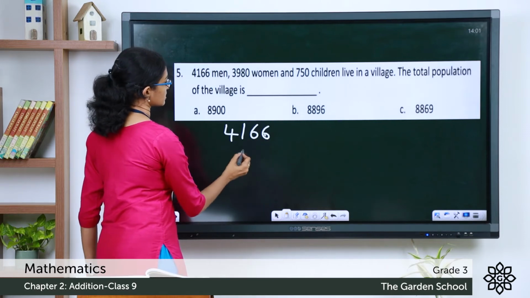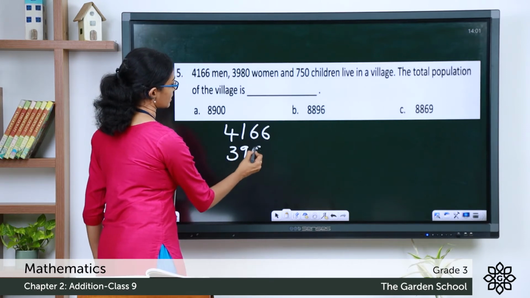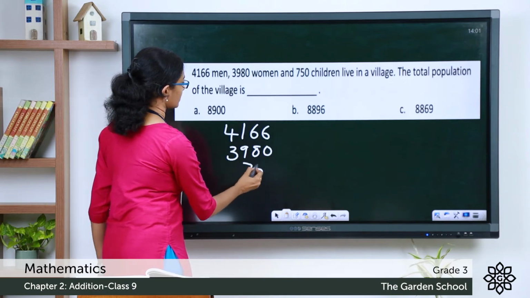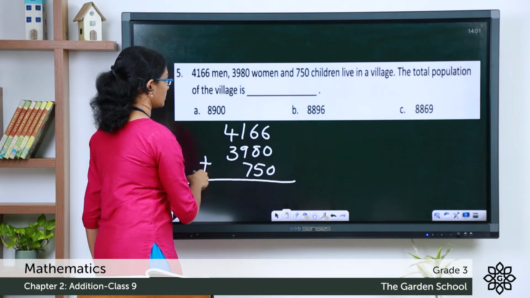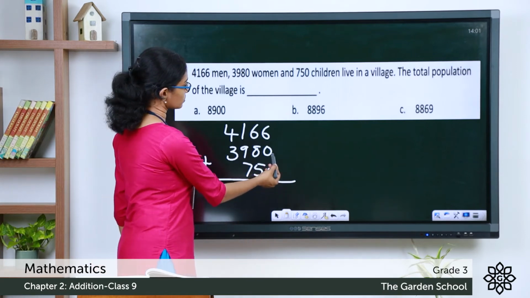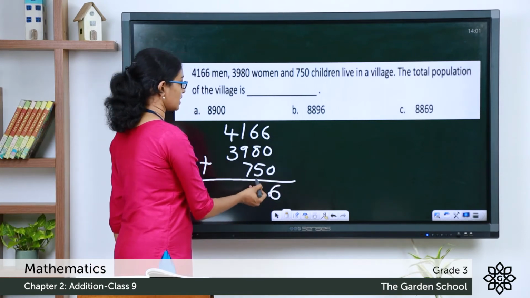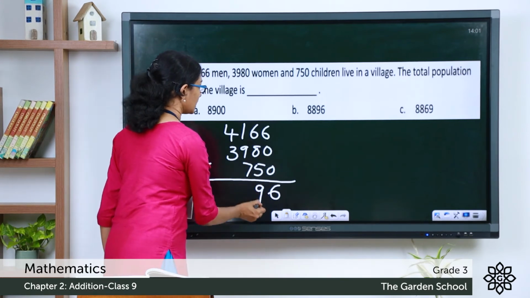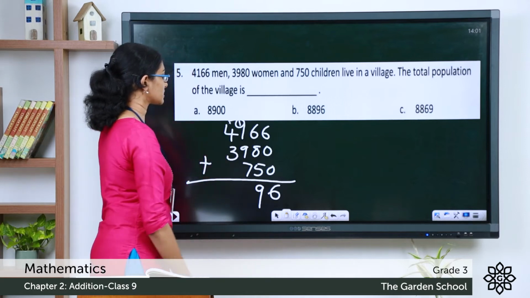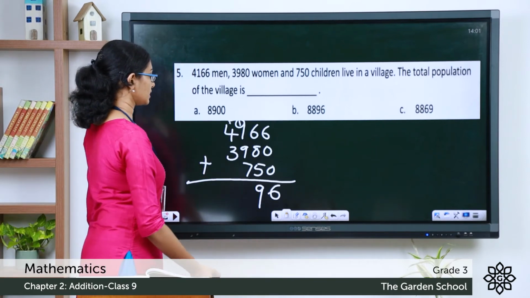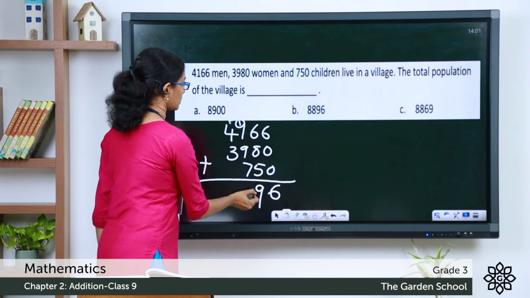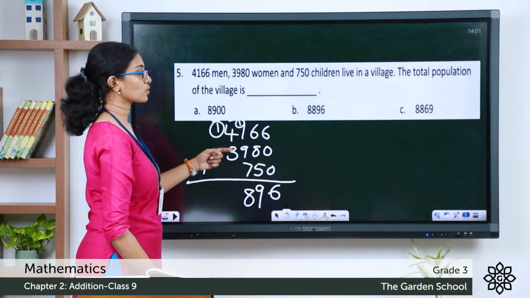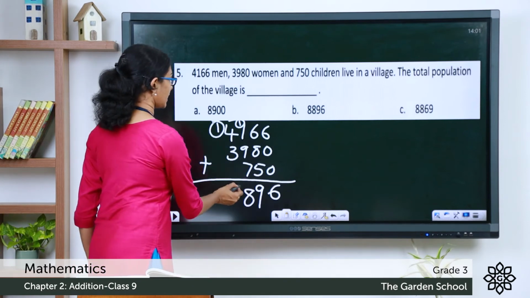4,166 plus 3,980 and 750. Now 0 plus 0, 0 plus 6 is 6 itself. 5 plus 8 is 13 plus 6 is 19. A carry over 1 to the next place. 7 plus 9, 16 plus 1, 17 plus 1, 18. A carry over 1. Now 3 plus 4 is 7 plus 1, 8.